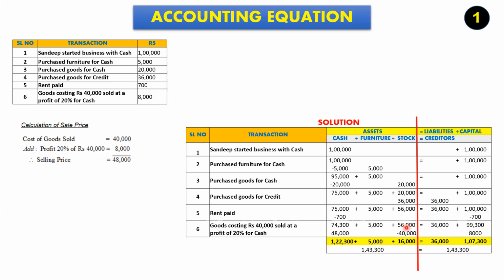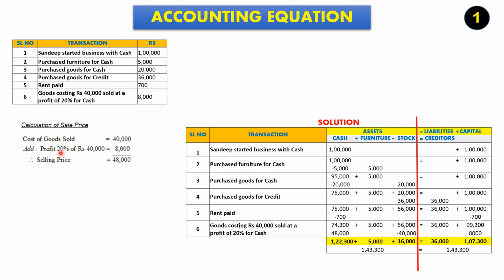Then the last one: goods costing rupees 40,000 sold at a profit of 20% for cash. We need to do the calculation of sales price as I have shown on the left side. So cost of the goods sold is how much? 40,000. 40,000 you have to mention here. Then what is the profit I am getting? 20%. That means 20% of 40,000 will become how much?